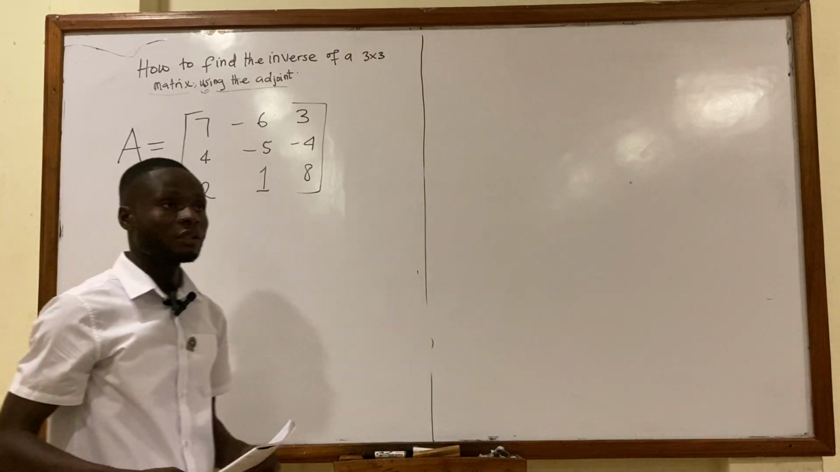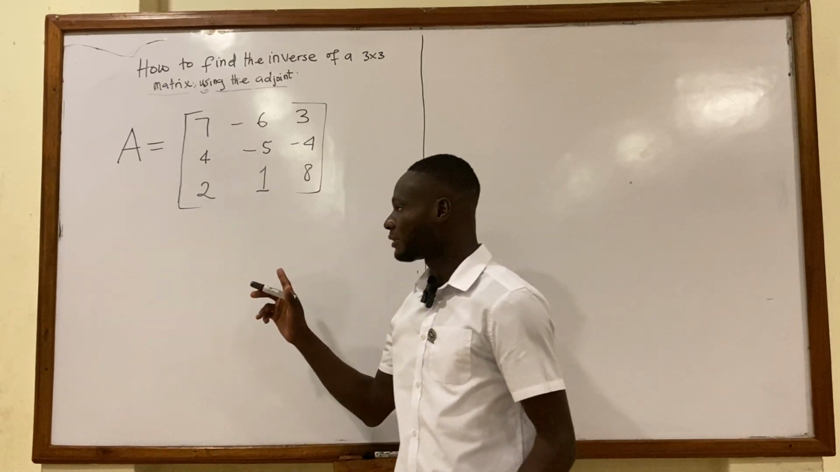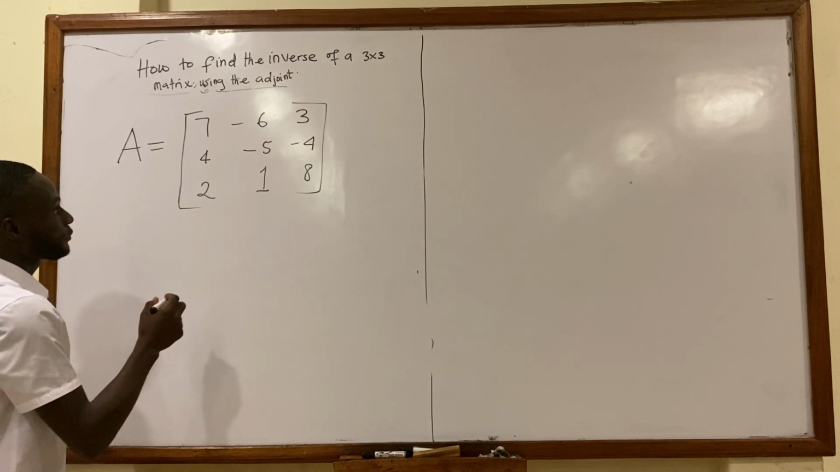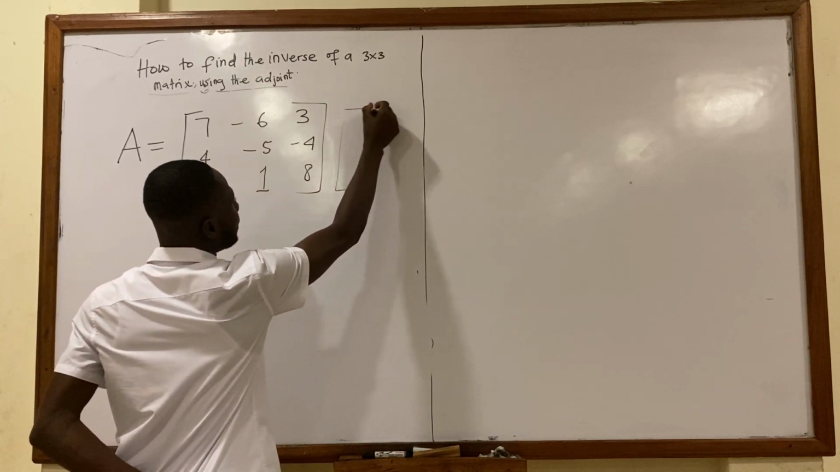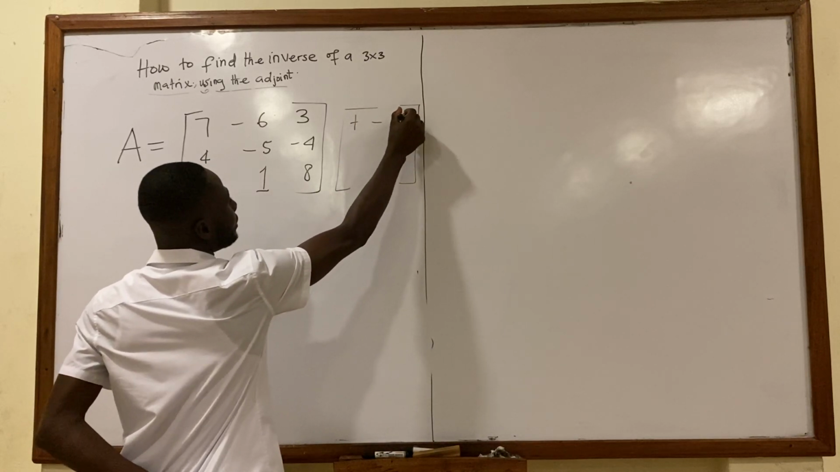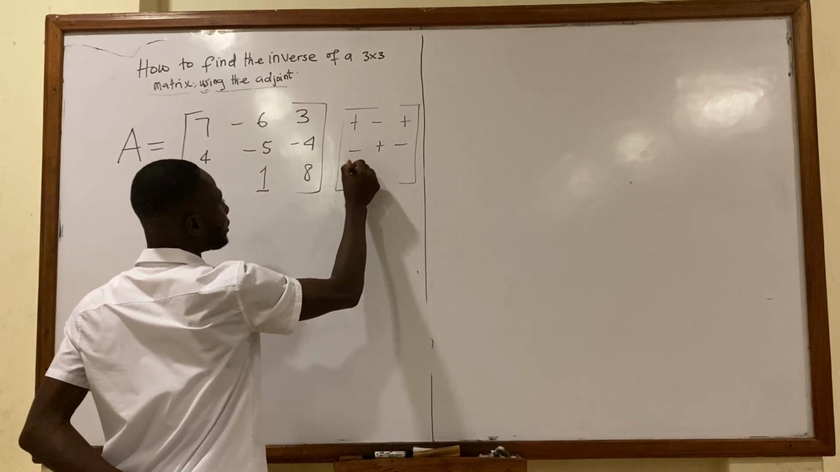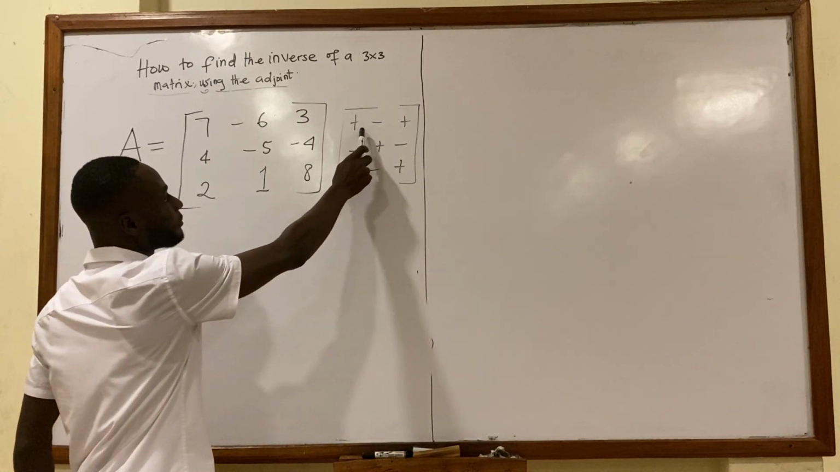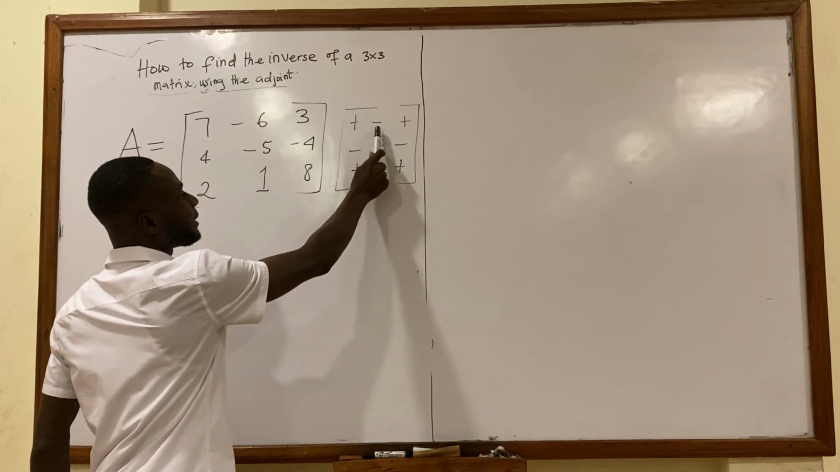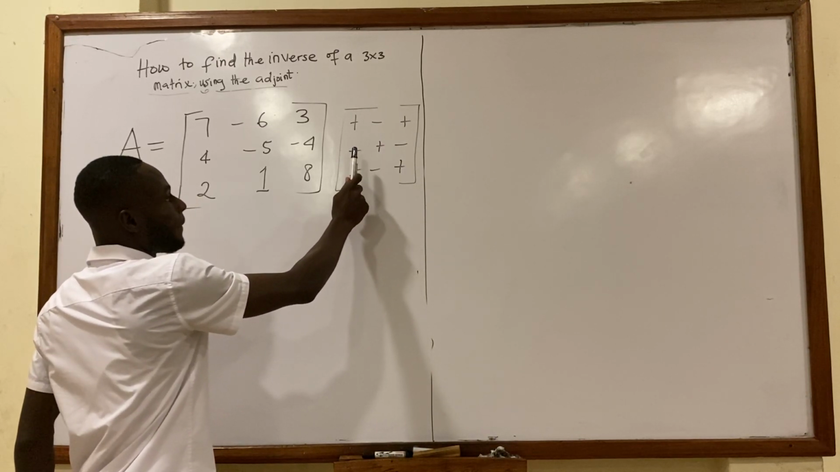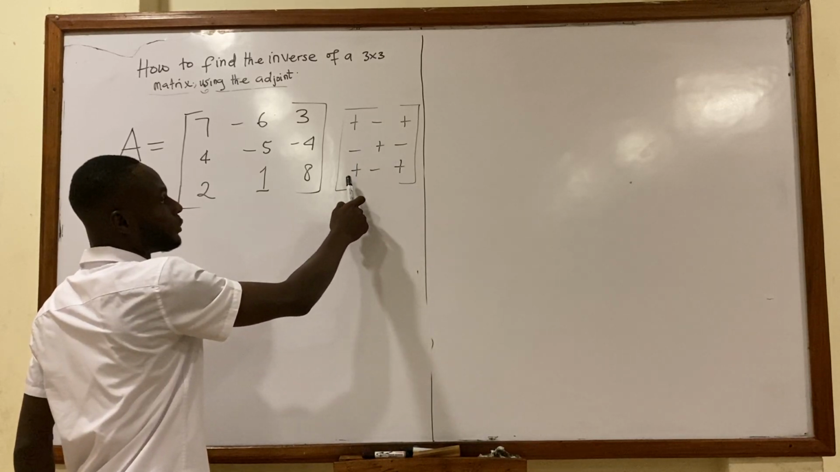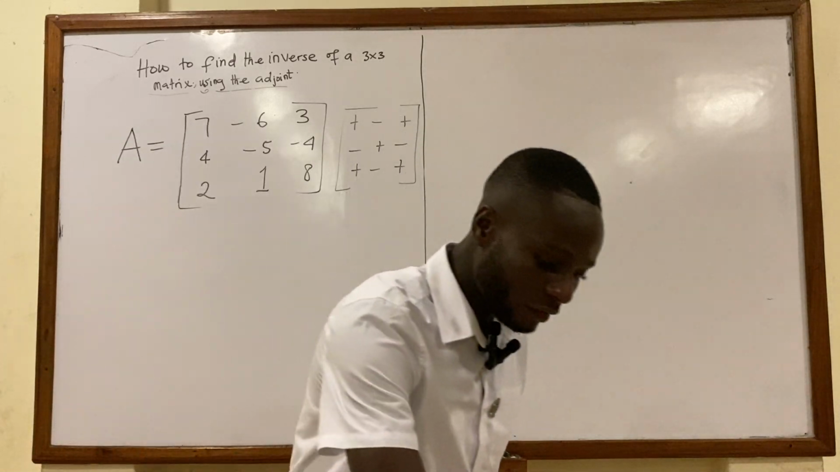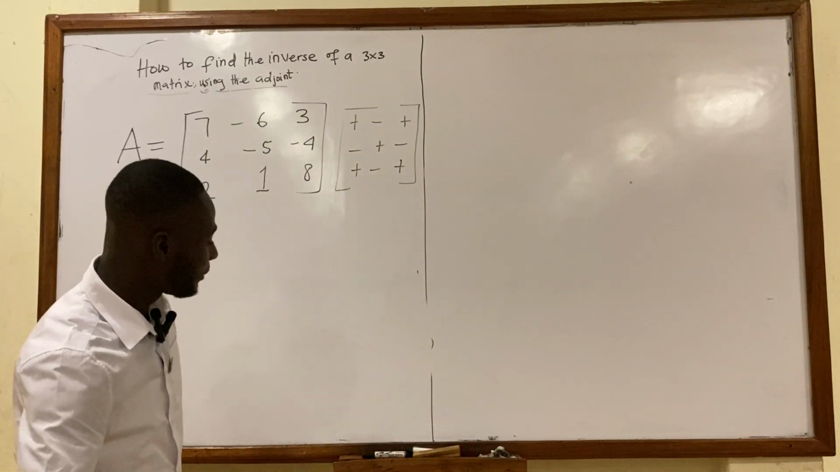So first, what we have to find is the determinant of this matrix. So finding the determinant of a 3 by 3 matrix, we follow the 3 by 3 operations. This is the 3 by 3 operations: plus, minus, plus for the first row. Second row, minus, plus, minus. And the third row is plus, minus, plus. So that is the operations for the 3 by 3 matrix.